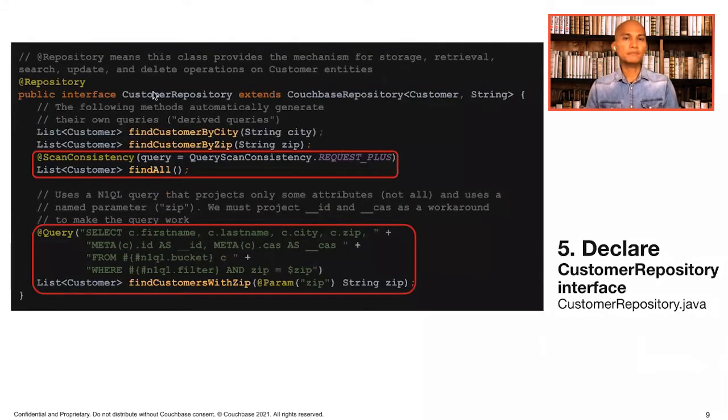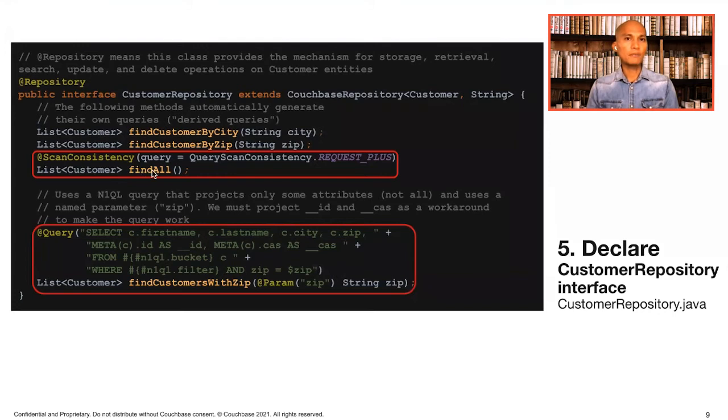CustomerRepository is an interface that extends CouchbaseRepository, and it's a mechanism to perform operations on our customer entities. We declare the methods for the operations that we need, and the supporting queries and/or key value method calls will be generated automatically.